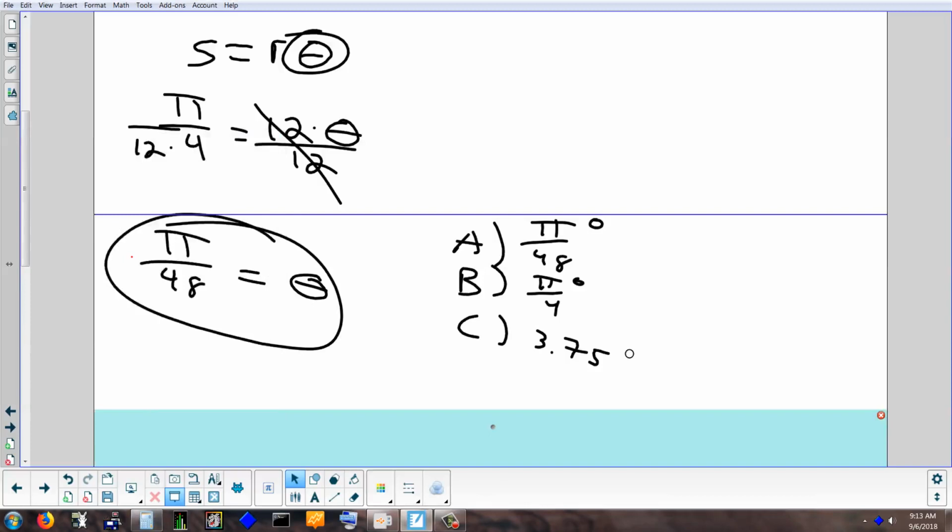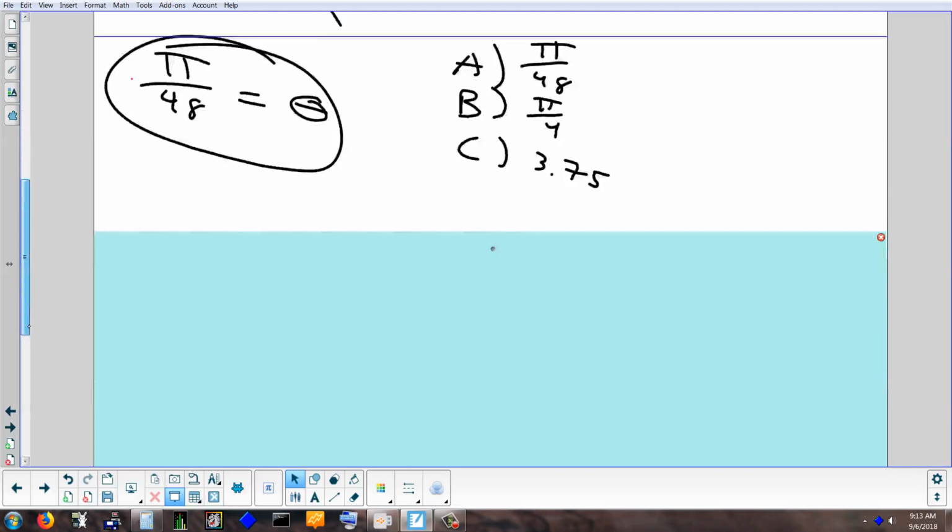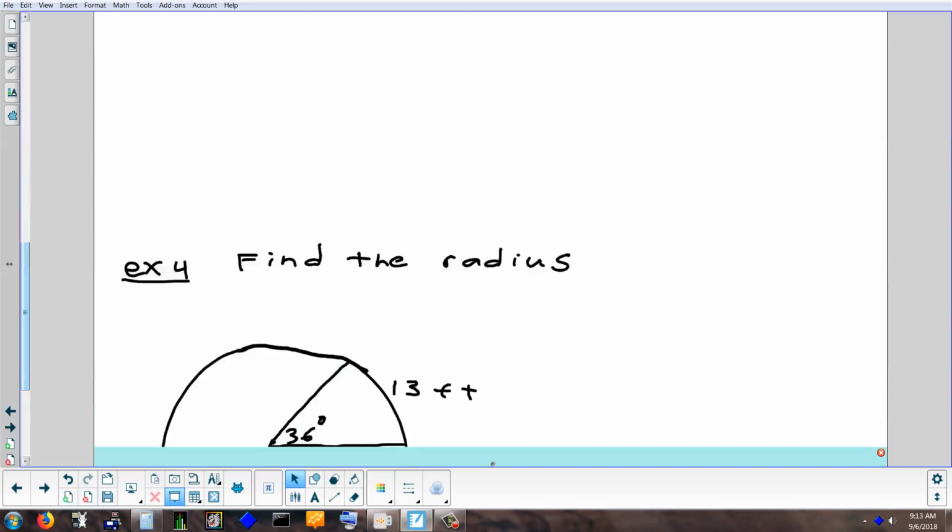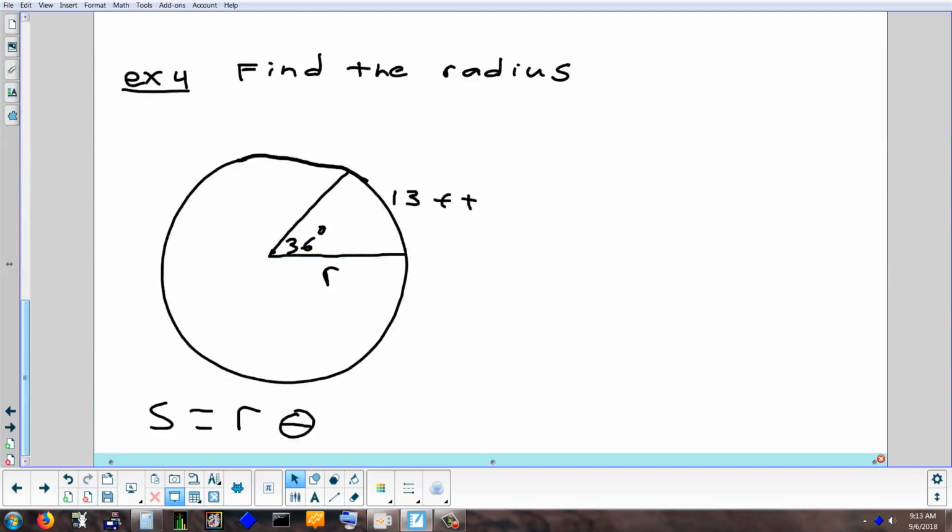Now, what if I did this? What's the correct answer now? A. Now A is the correct answer, because now the choices are in radians. Okay, so just watch for that. All right, so that's that one. And we'll try the last one where you have to find the radius.